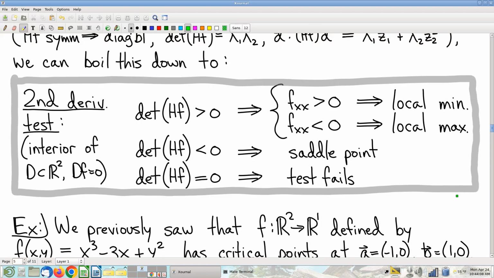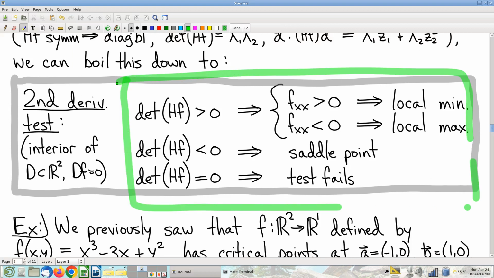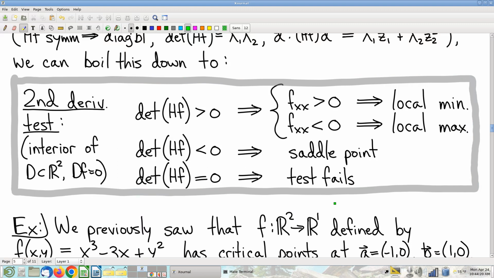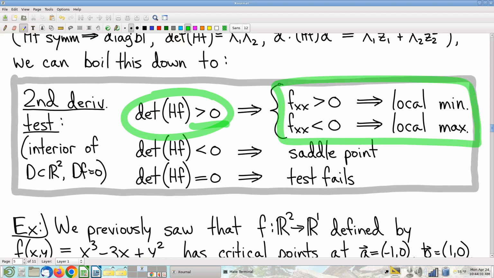Here's what you need to know about the second derivative test: this little flow chart of possibilities. This is all you need to make sure that you know to execute the second derivative test. And it breaks down as follows. If your Hessian determinant is positive, then the second derivative test is exactly what you would think. Look at that top left second derivative. Positive means min, negative means max. Just like in single variable. So positive Hessian determinant means business as usual, kind of.